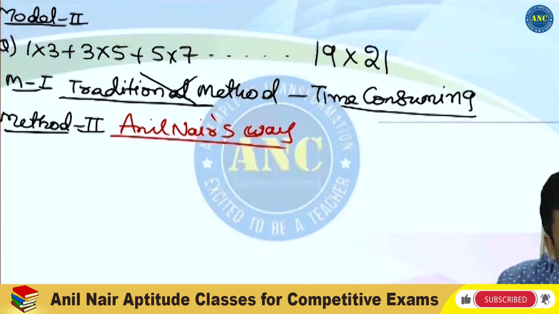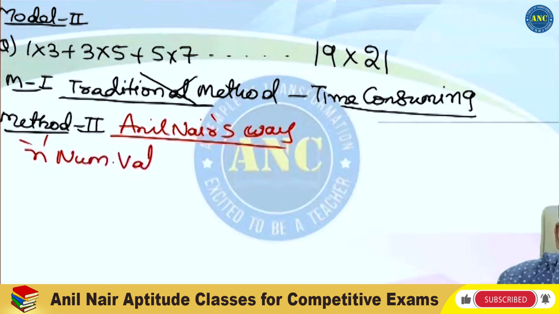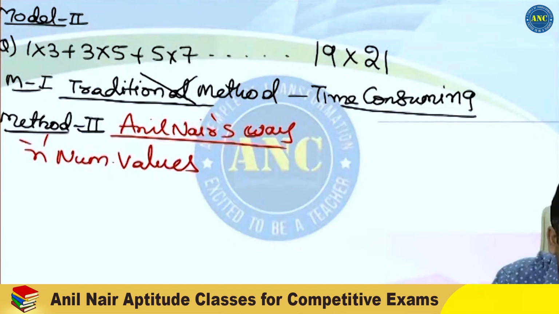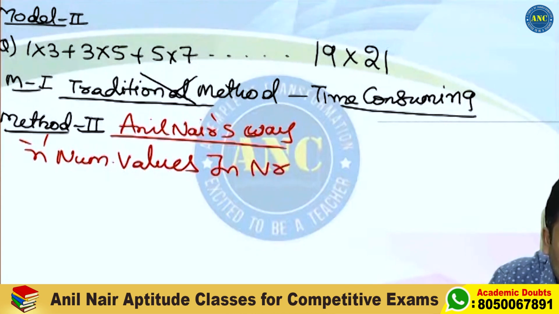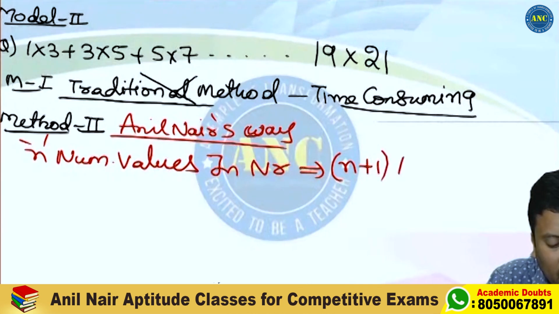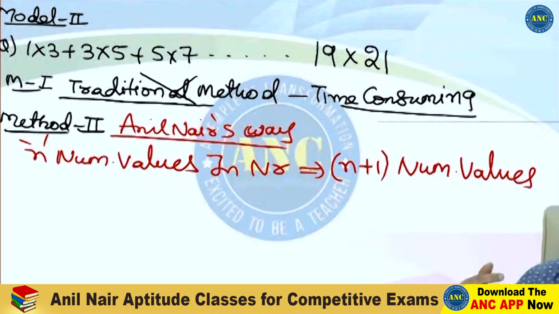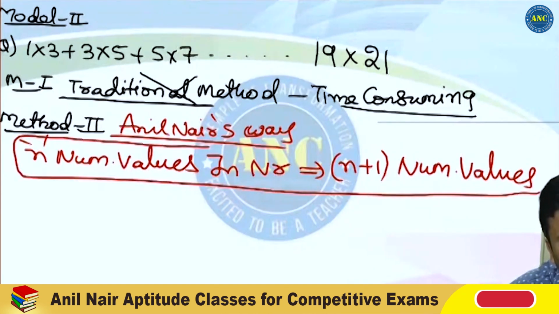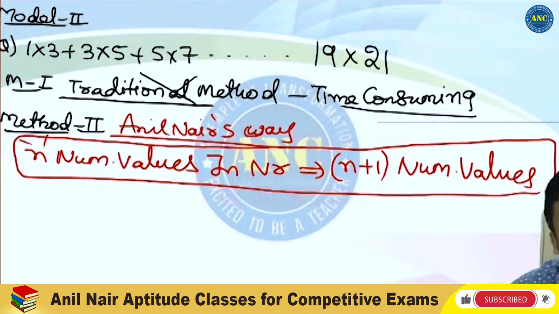First write down n numerical values in the numerator. If n numerical values are present in the numerator, make them n plus 1 numerical values. First I will write the answer, then I will tell you why the answer is coming. Please write down this point: n numerical values in numerator, make them n plus 1 numerical values in the answer. Remaining all remains the same.